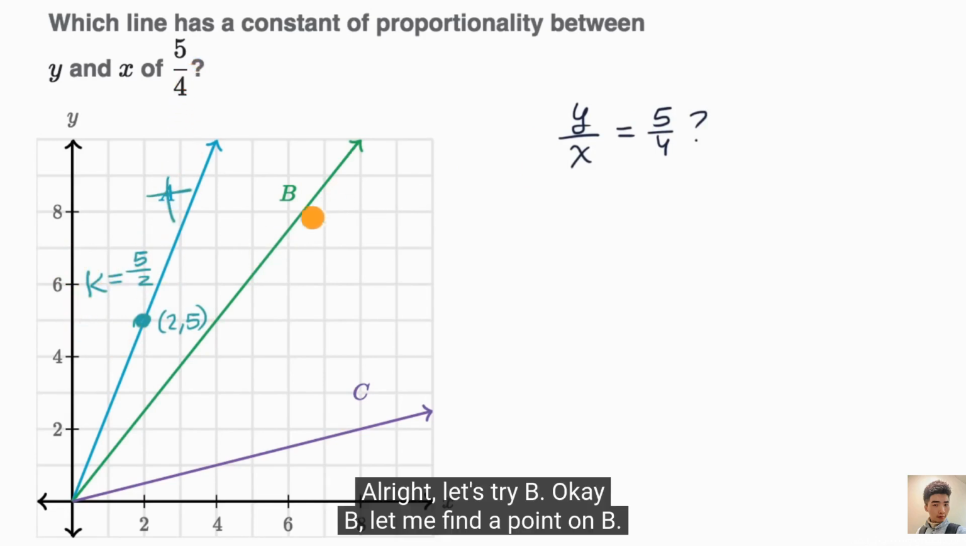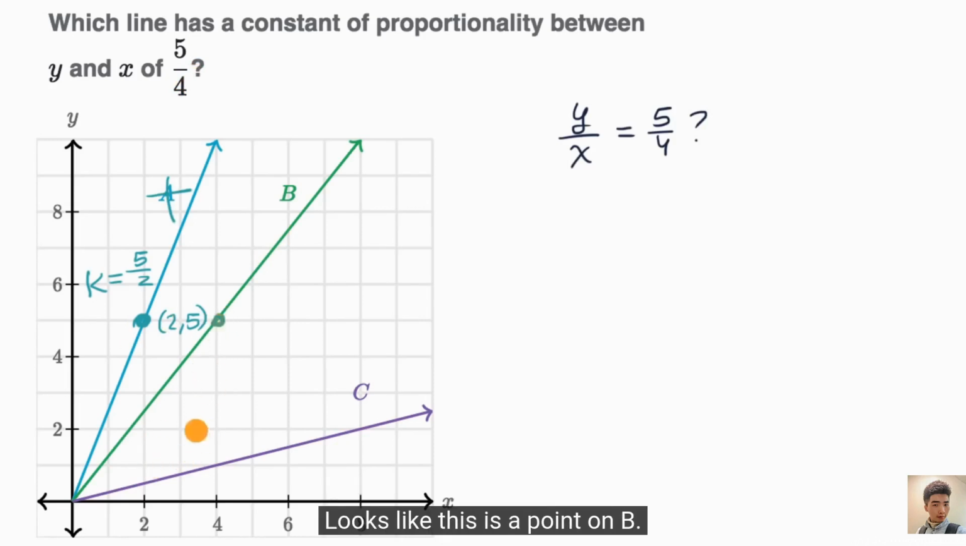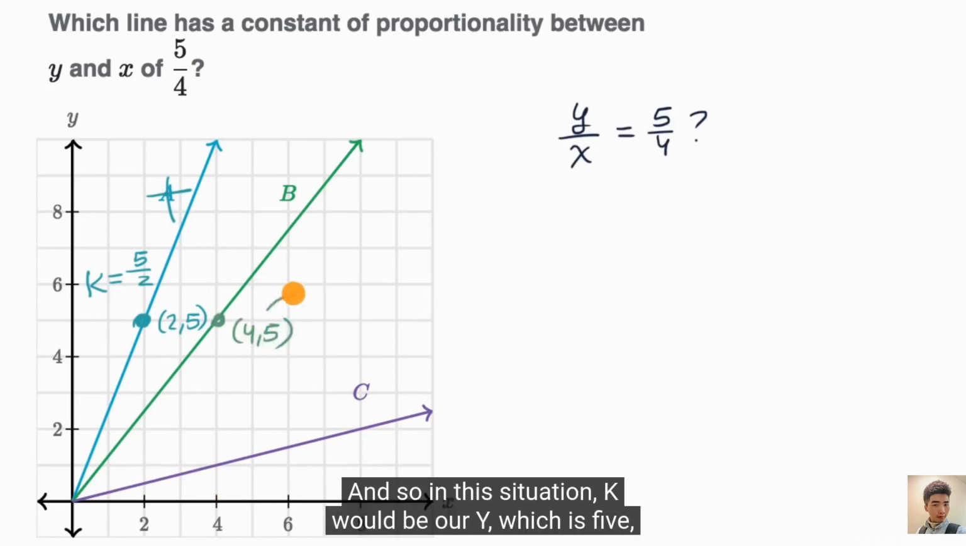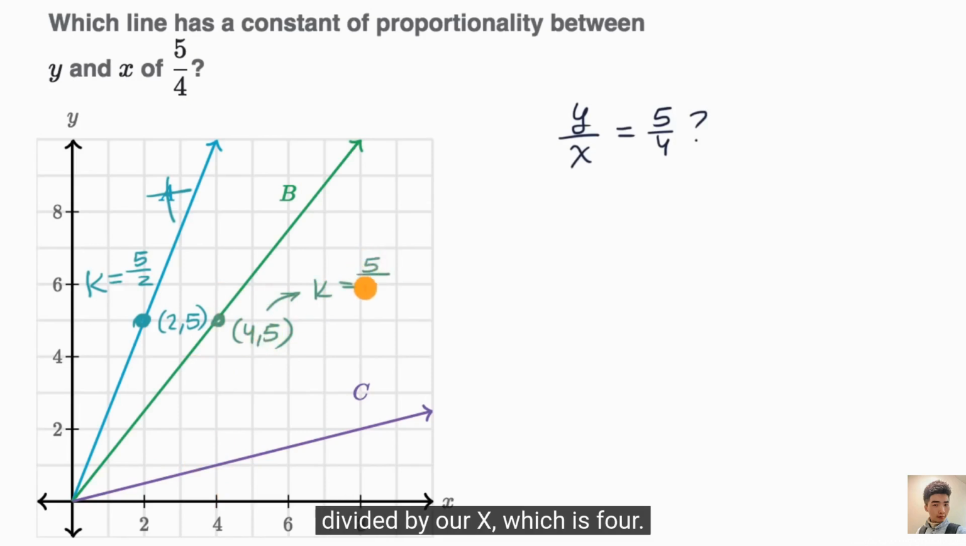All right, let's try B. Okay, B, let me find a point on B. Looks like this is a point on B. That is the point 4, 5. So in this situation, k would be our y, which is 5, divided by our x, which is 4. So it looks like B is our choice.